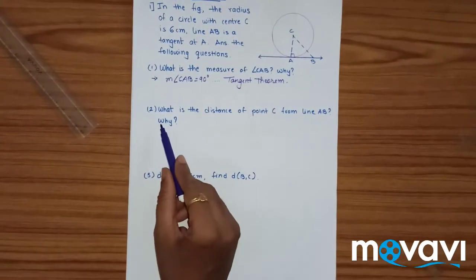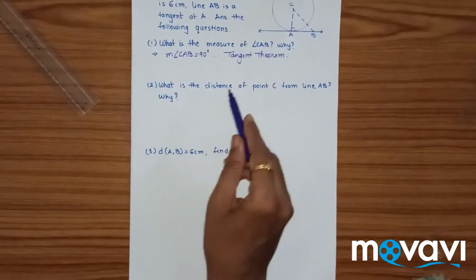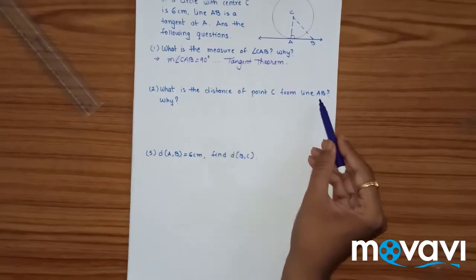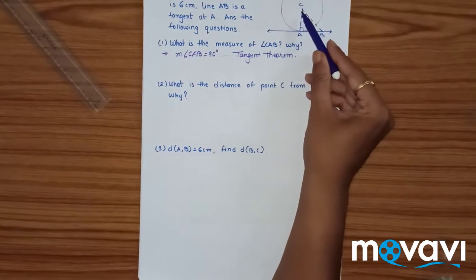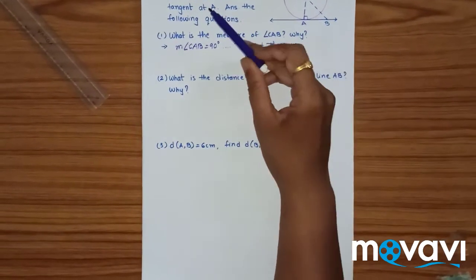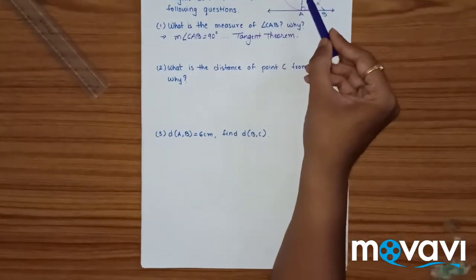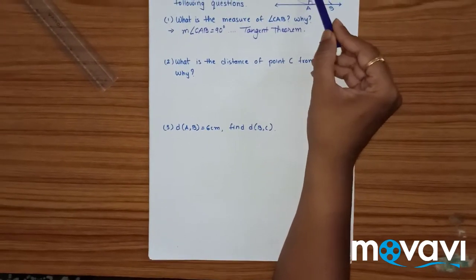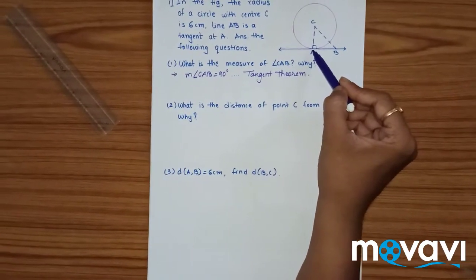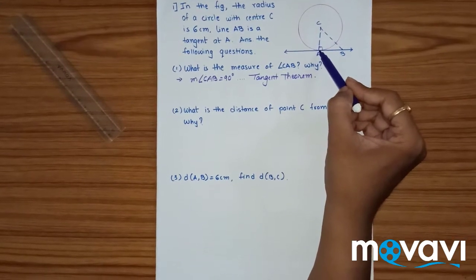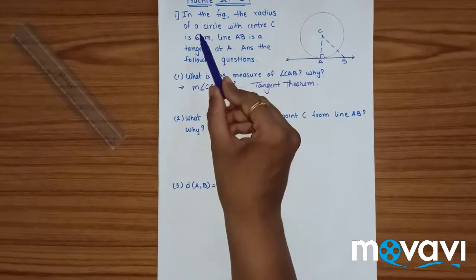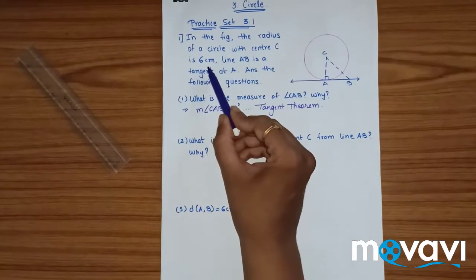Okay. See the second one. What is the distance of point C from line AB? It should be 6. Why? Because it is the radius. Okay. So this point is the center and this is the point of tangency. So when you join this, it is a radius of the circle, right? And that is given to us that the radius of a circle with center C is 6 centimeter.